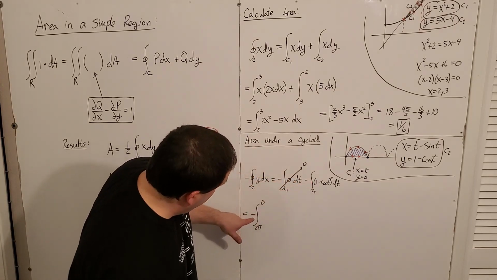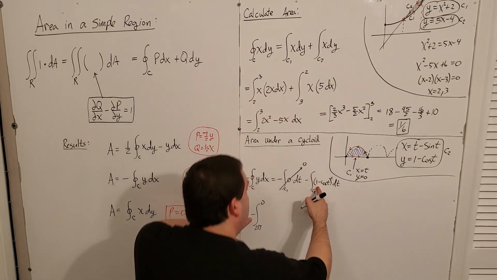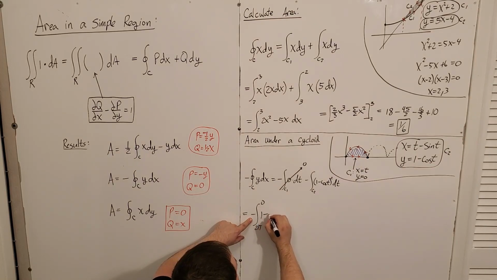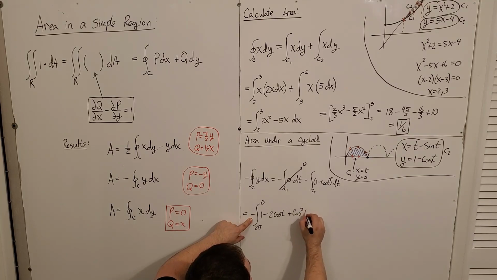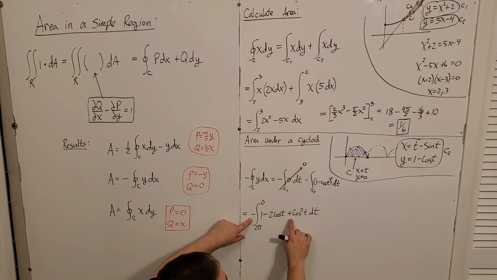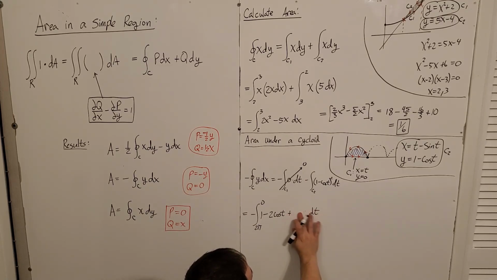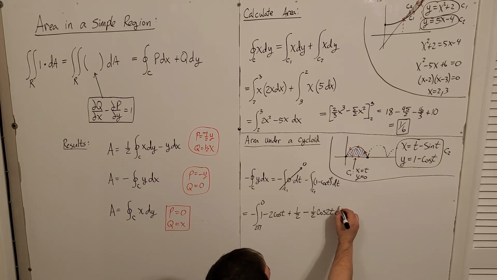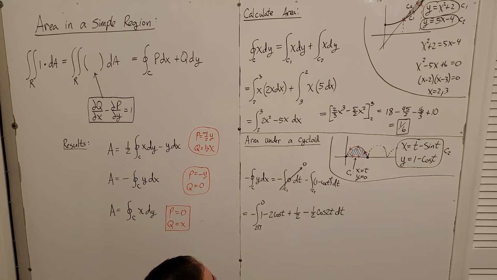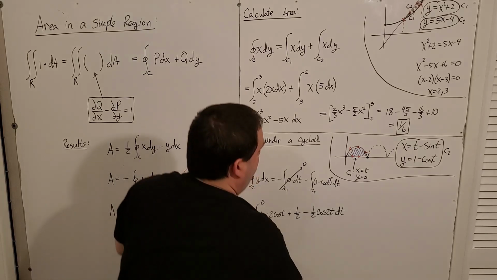But I had the negative carryover. And then I'm foiling this out. Of course, the cosine squared t right there, I'm going to evaluate as the power reduction, cosine 2t dt. Okay. And I'm going to shortcut it again.